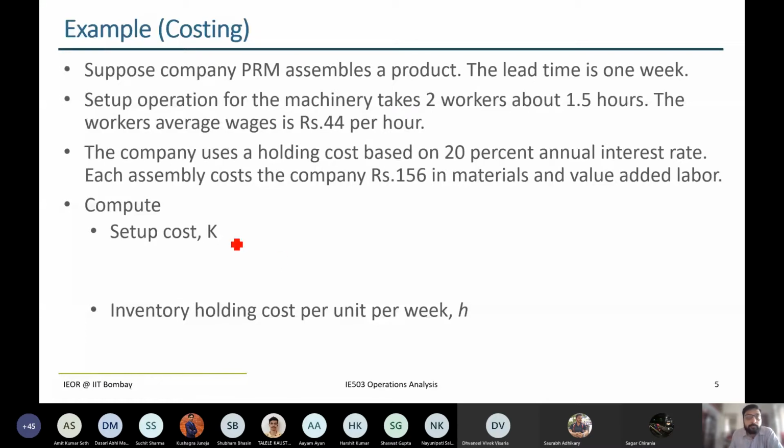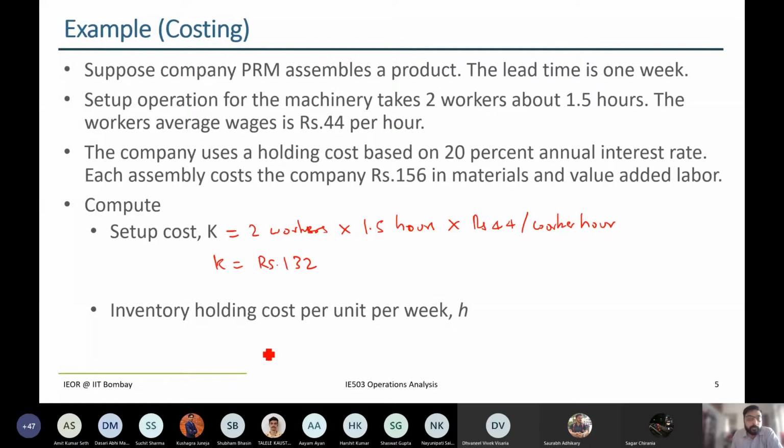In this case, setup cost is nothing but 2 workers times 1.5 hours of work for a setup times rupees 44 per worker hour. So nothing but 2 into 1.5 into 44, which is rupees 132. That is our setup cost in this particular example.